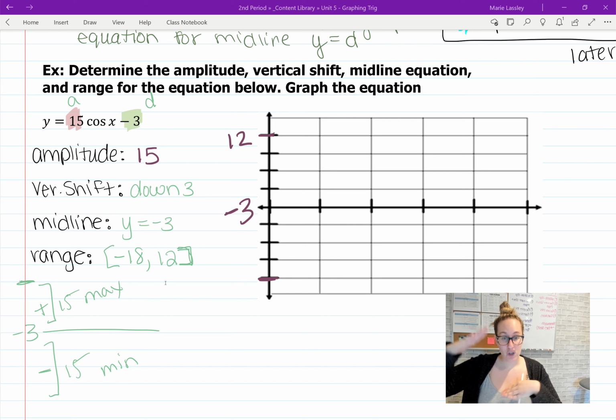Make sure the max and the min value are the same distance away from that midline when you're doing your marks. Why is it -18 popping up? It'll get there. Okay, so that takes care of our amplitude and our vertical shift changes in our graph. Now we want to label our x-axis with our points. These are the same exact points that we had in our original graphs.